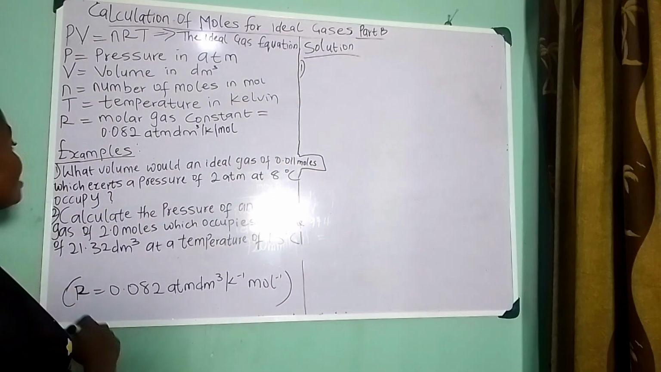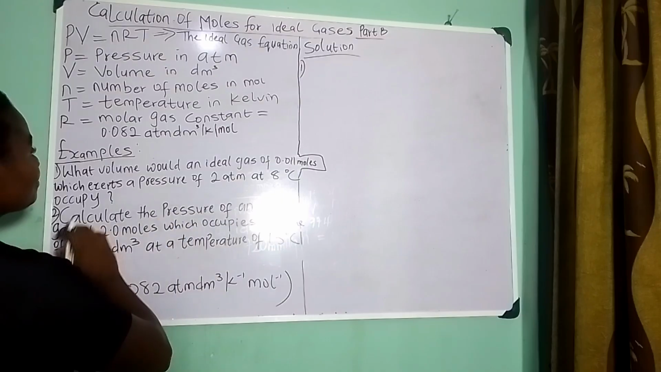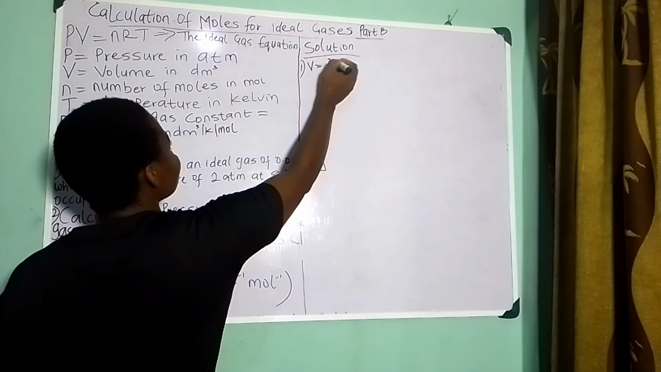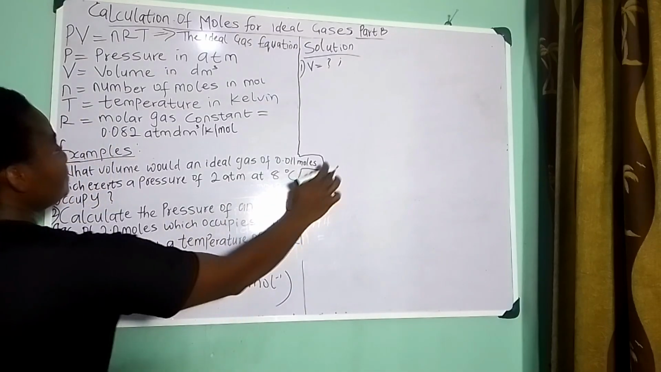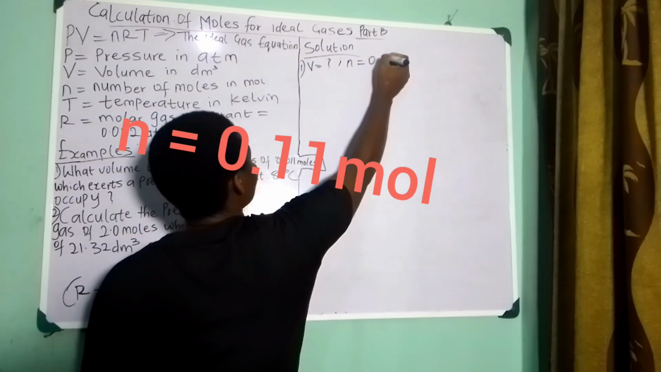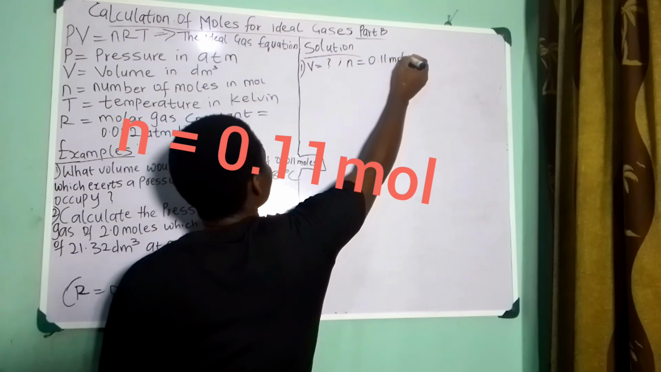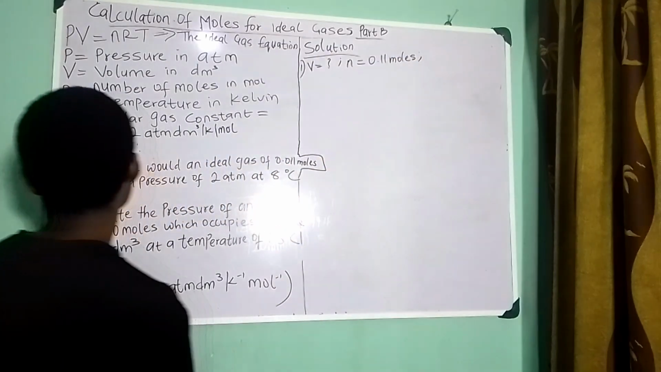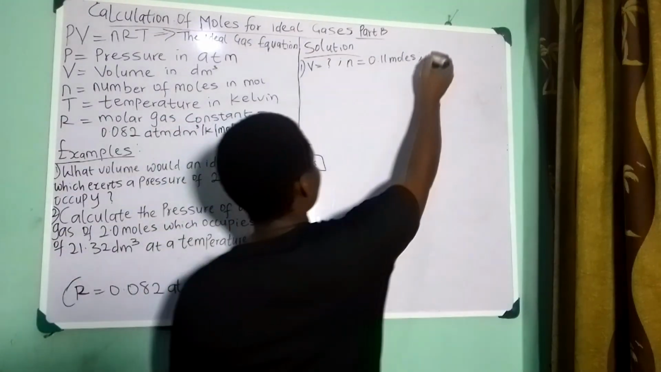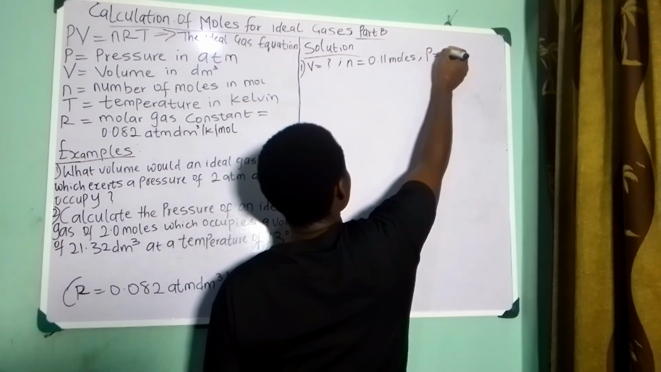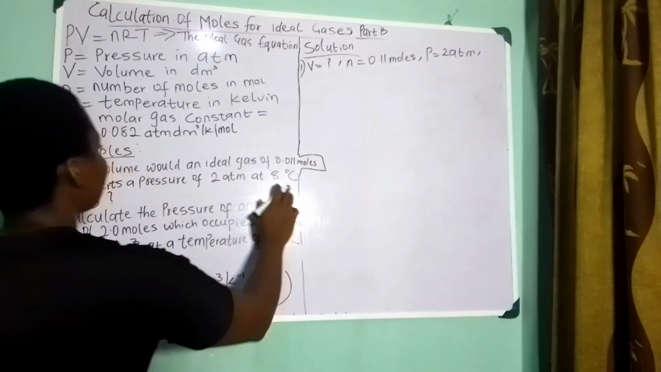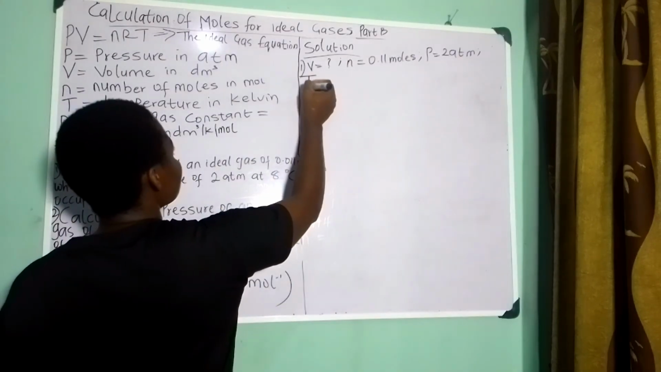Let's go ahead and write down our variables. We have volume, unknown. This is for the n, number of moles, 0.11 moles. Which exerts a pressure of 2 atm. Our P comes in 2 atm at 8 degrees Celsius.